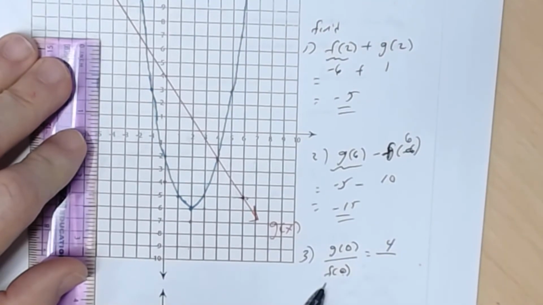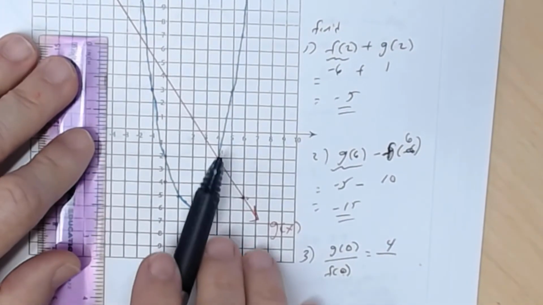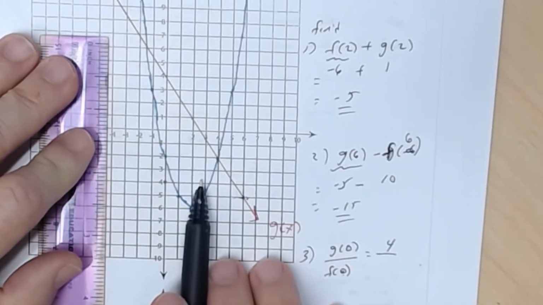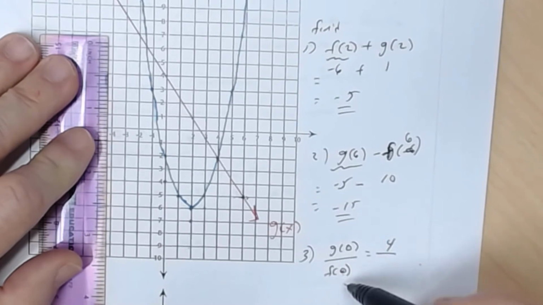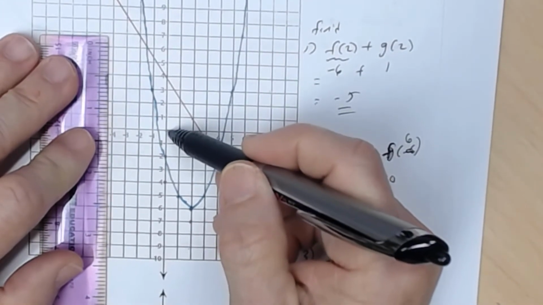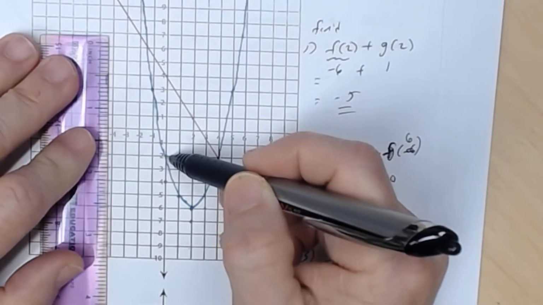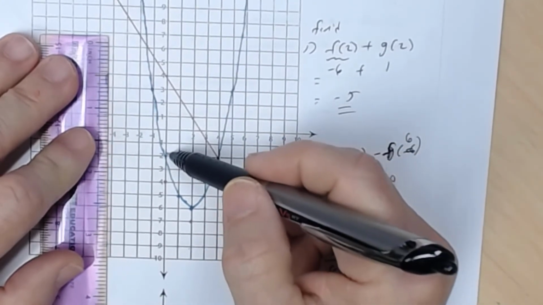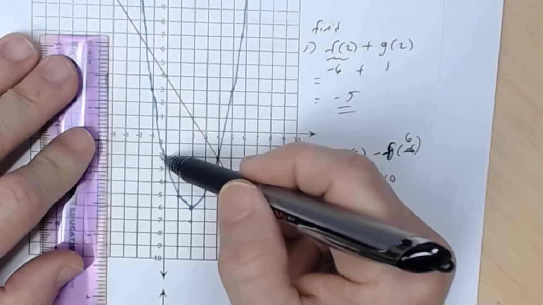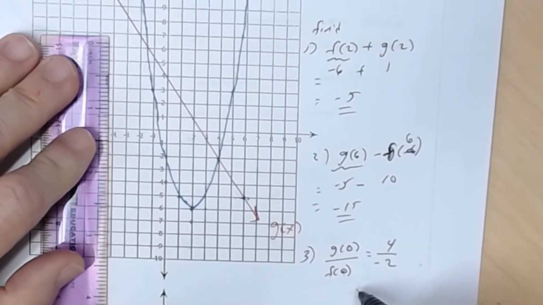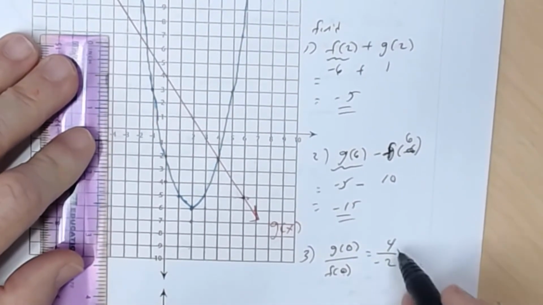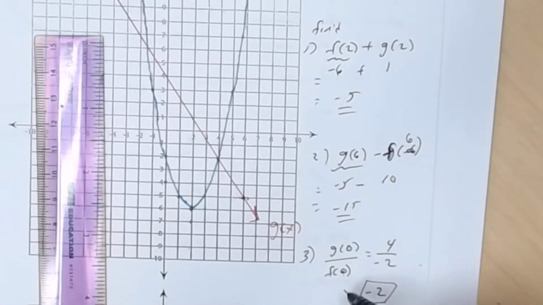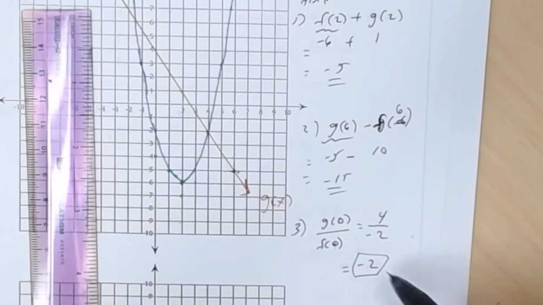All right, now let's do f of 0. F of 0, so this time I'm looking at the quadratic function. And so what's the y value when x is 0? So on the x-axis, here's 0. I'll locate the point on the graph. And so that is negative 2 right here. And so I get negative 2 here. And so let's reduce if possible. And so 4 divided by negative 2 is negative 2. So g of 0 divided by f of 0 is negative 2.